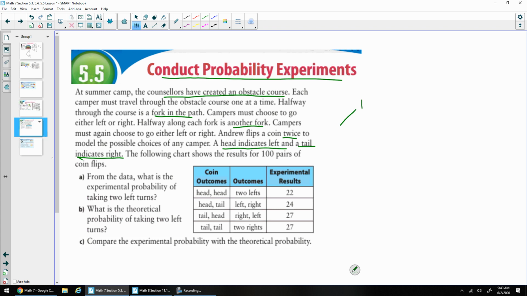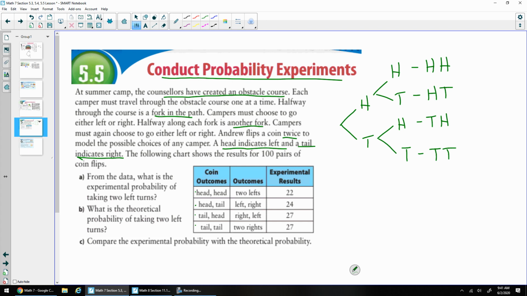You could get a heads or a tails, and then you could again get a heads or a tails off of each of those. So we see the 4 possible outcomes: heads-heads, heads-tails, tails-heads, tails-tails. Those are the 4 possible outcomes he has in his chart. So heads, heads means 2 left.